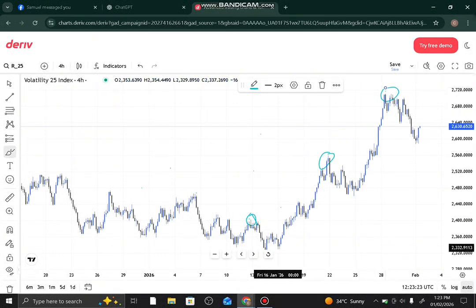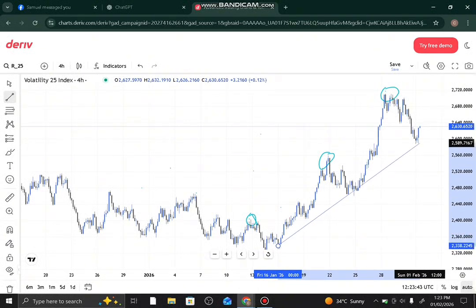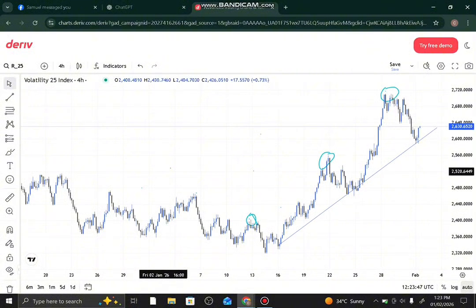One thing that you must understand about structure: a structure comprises of what? A structure comprises of a higher high and a higher low. So this is an uptrend, which I'm going to mark. It is an uptrend, as you can see, and this is the H4 time frame. We use the H4 time frame to carry our directional bias.